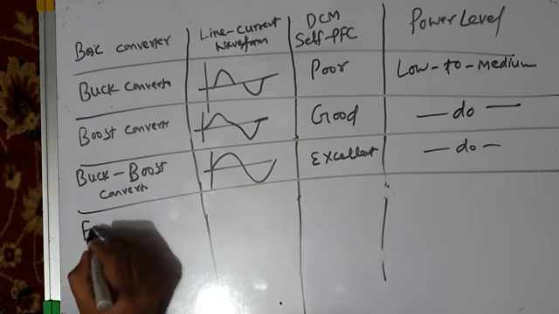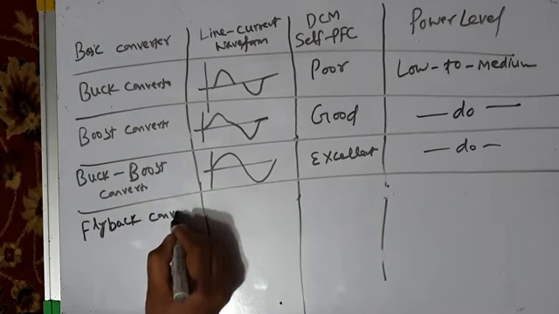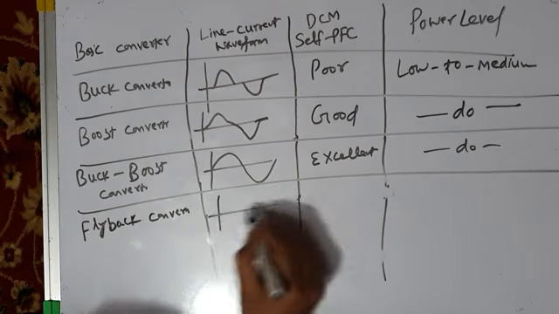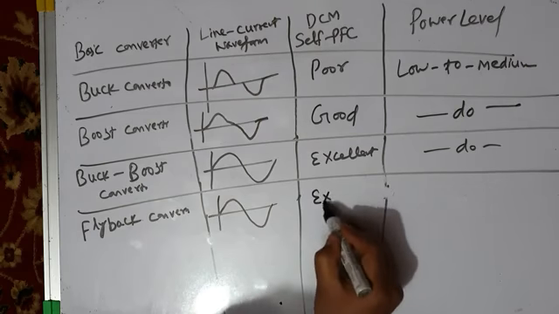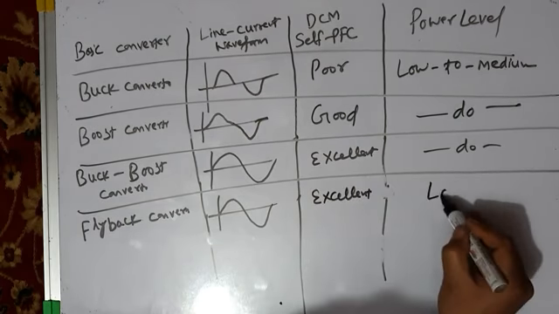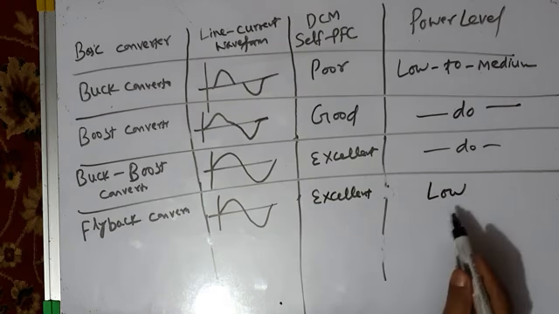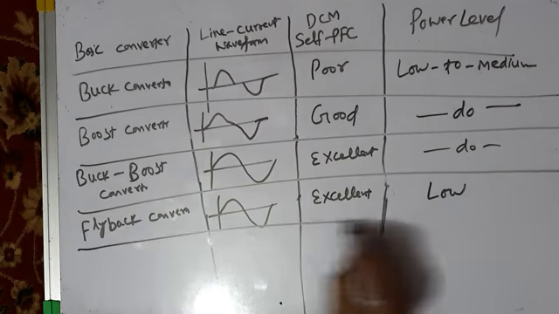Next is the flyback, AC to DC flyback converter. It also gives purely sinusoidal line current in presence of a small high pass filter, and its DCM self PFC property is also excellent, but its power level is low. You cannot use it even for medium power applications. You can use it for low power applications.